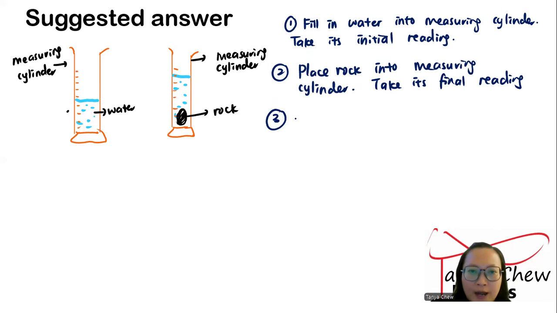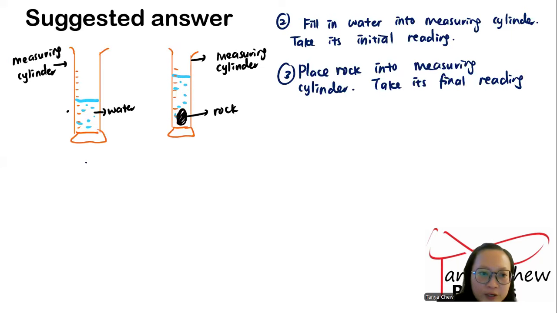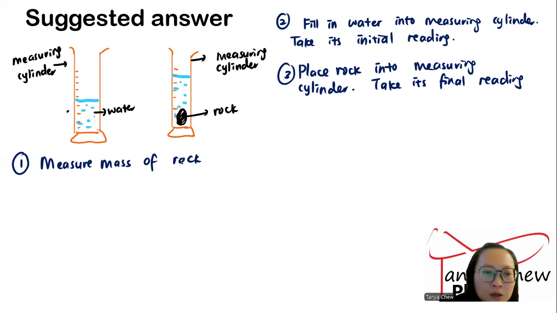oh, okay, I forgot to measure the mass of the rock. So before you fill in, you're supposed to measure the mass first. Okay, wait. So this one I put 2. This is the third one. Can I put number 1 here? Okay, number 1, measure mass of rock by using, um, electronic balance, I call it.